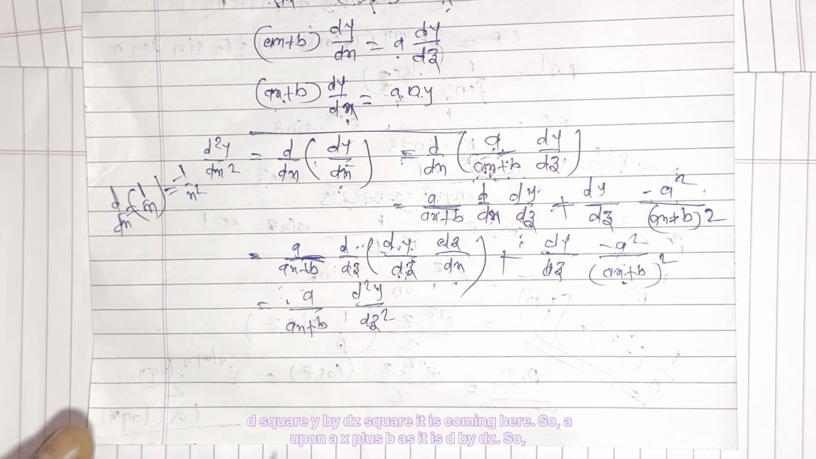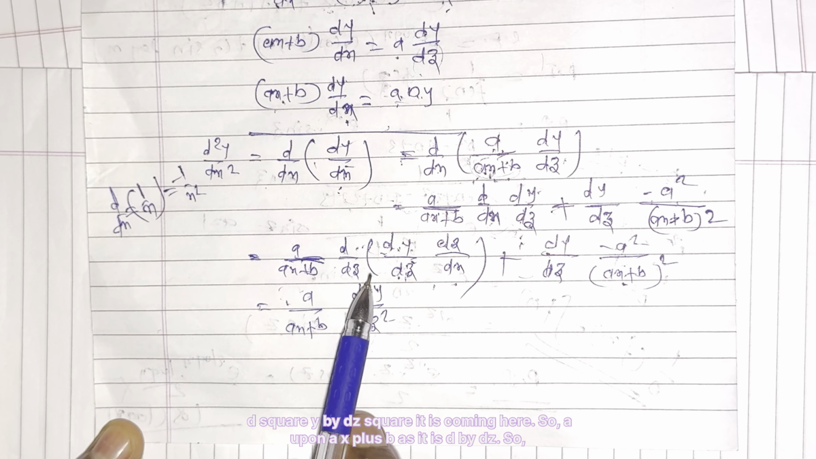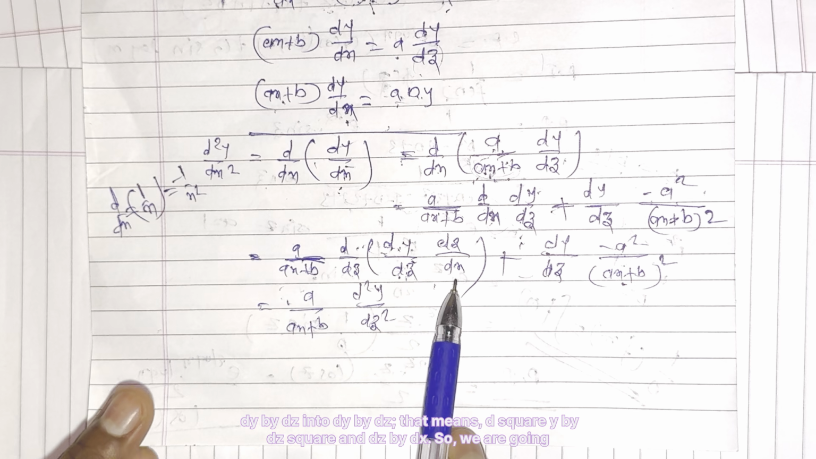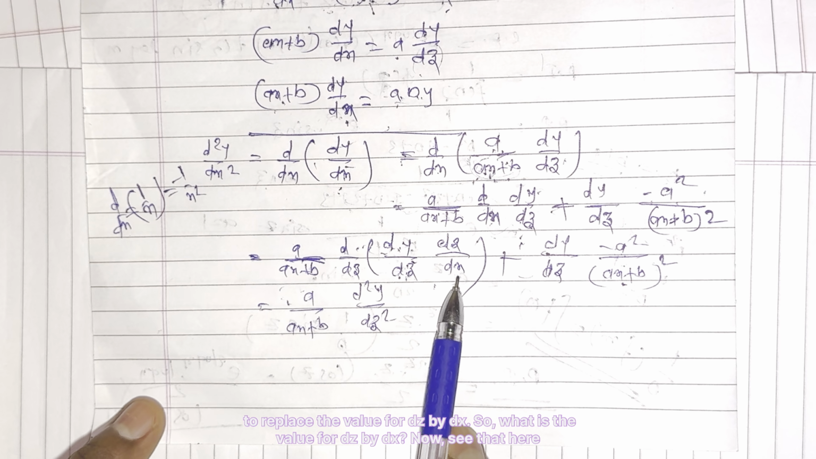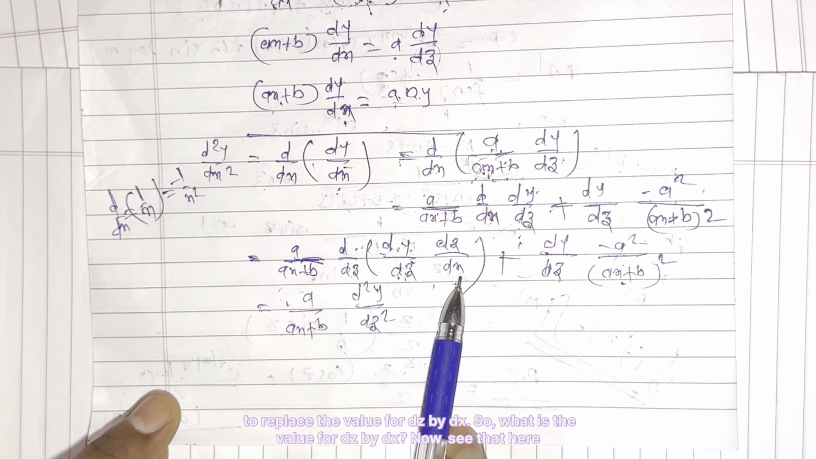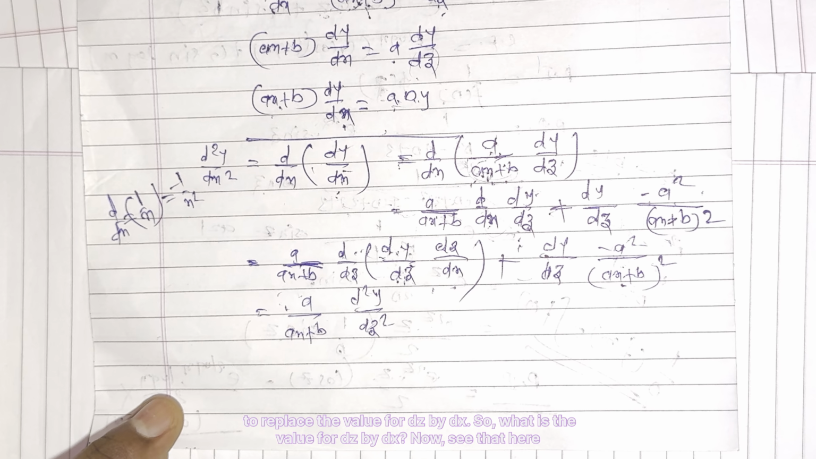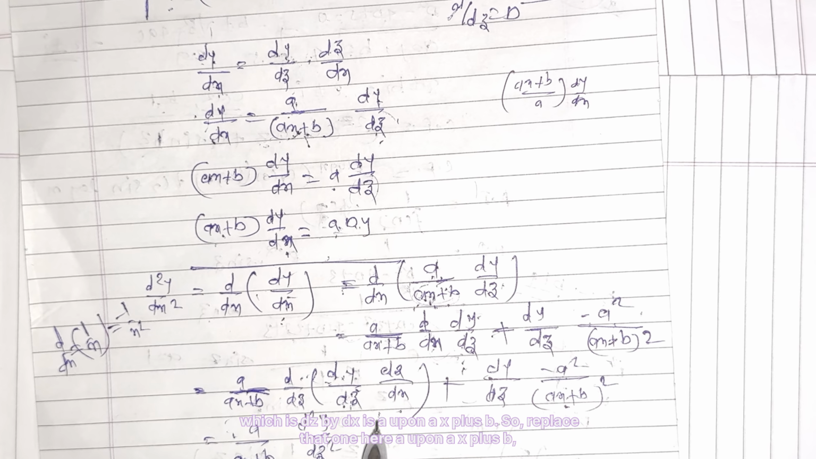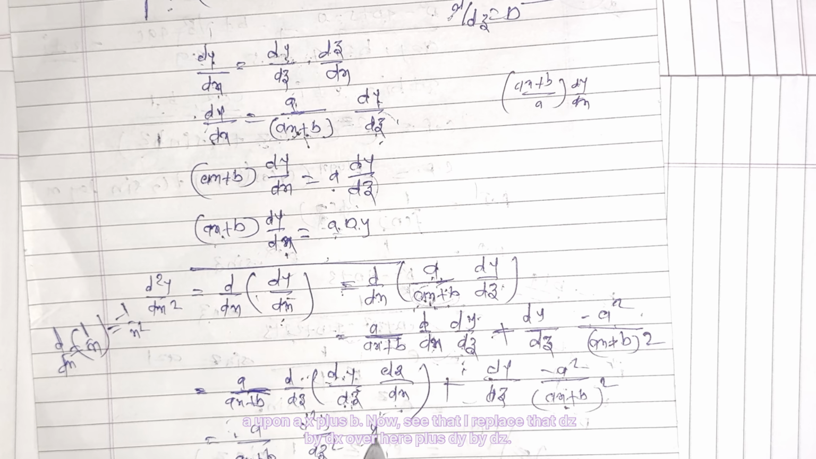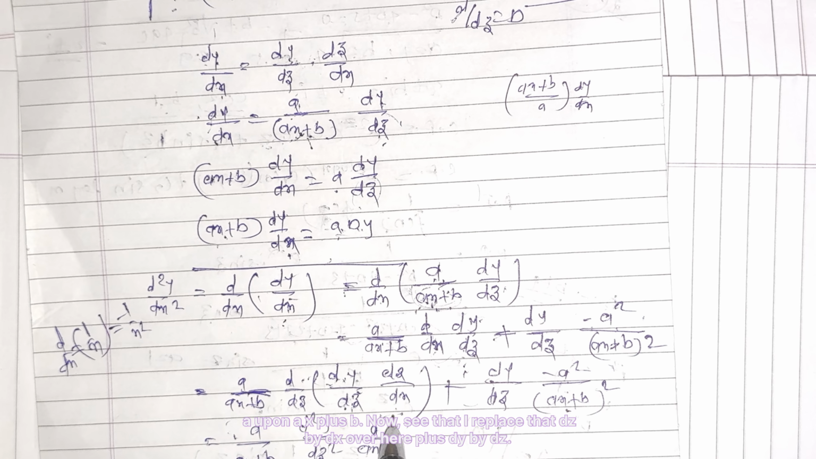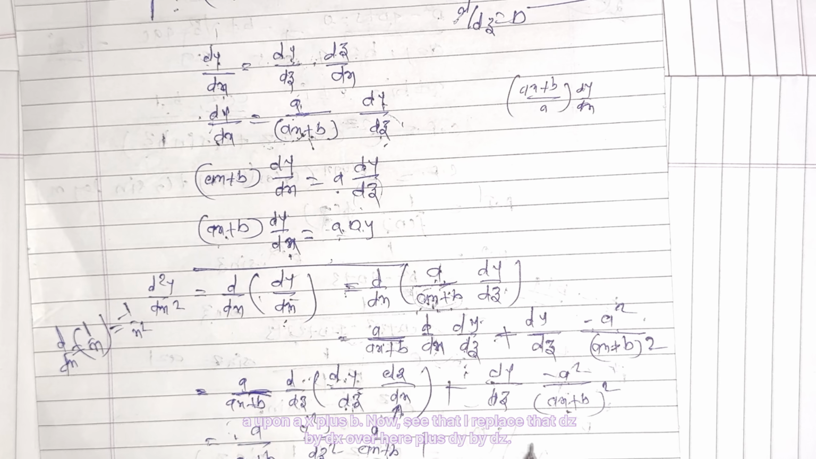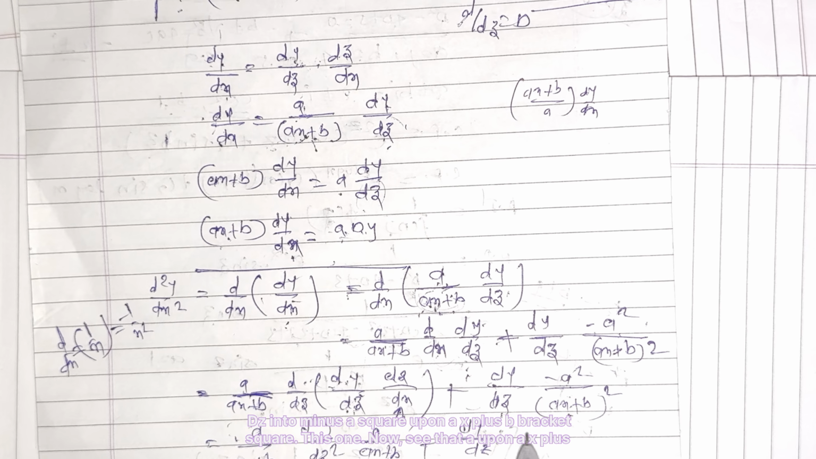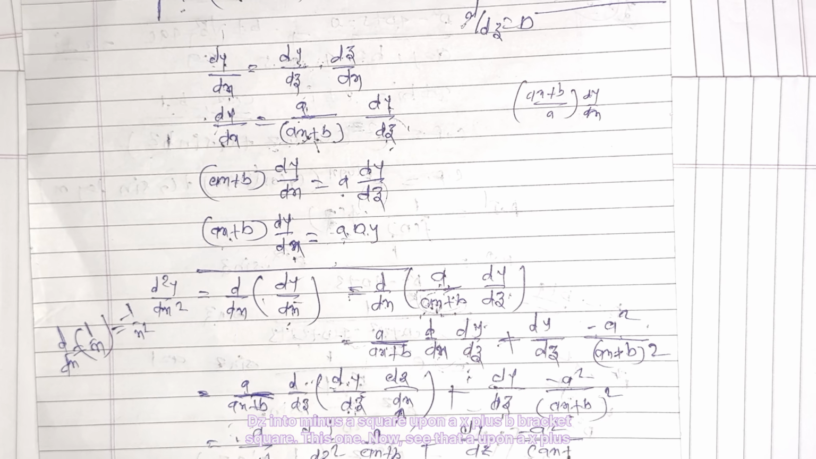So a upon ax plus b as it is, d by dz into dy by dz, that means d square y by dz square, and dz by dx. We replace the value for dz by dx. What is the value for dz by dx? Here dz by dx is a upon ax plus b, so replace that one here. Plus dy by dz into minus a square upon ax plus b bracket square.